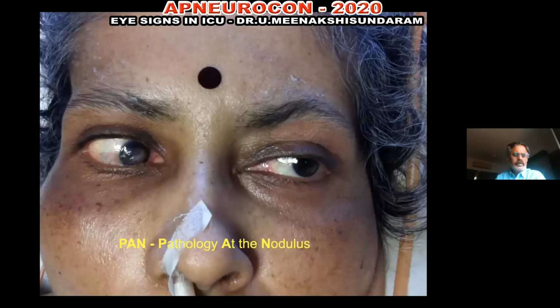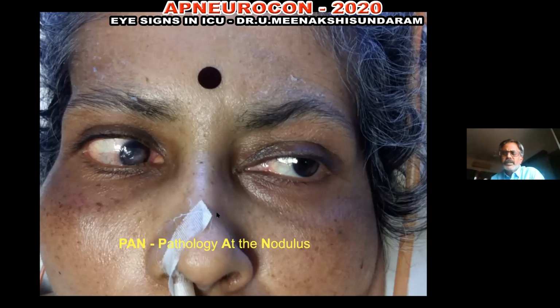This is almost the last one. This is a patient with periodic alternating nystagmus. Of the cases I have now seen, about 7 cases, all of them have been with hypoxic encephalopathy or with severe strokes. And know that PAN, periodic alternating nystagmus, has pathology at the nodulus. That's what it stands for.